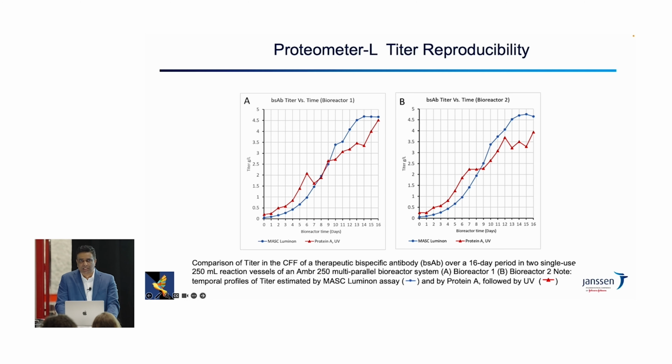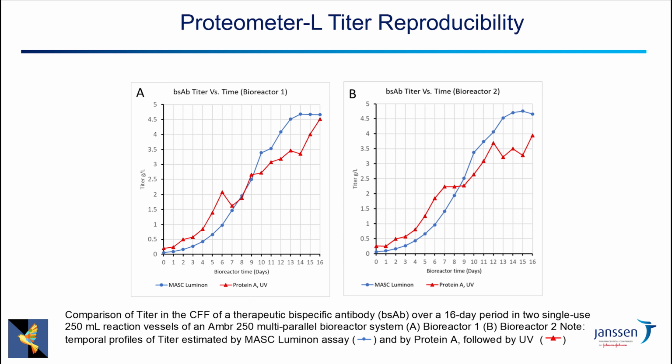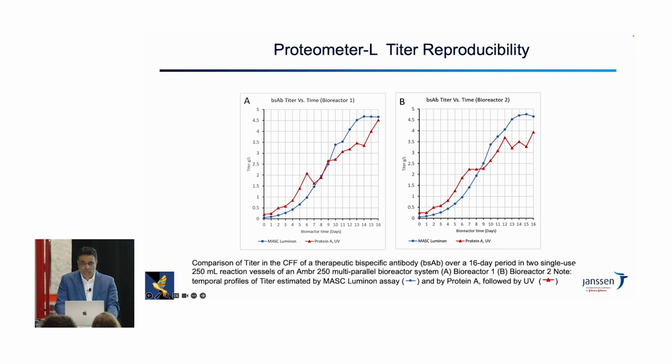So how does this titer compare with the traditional ways of determining protein A titer? So traditionally, titer is determined after a purification step of a protein A column. So post-purification after protein A, the titer is shown in red, and the proteometer titer or the mobile affinity selection chromatography titer is shown in blue. So you may note for two clones that are run in two bioreactors, they are very reproducible, and they seemed more reproducible than the protein A titer that we get.